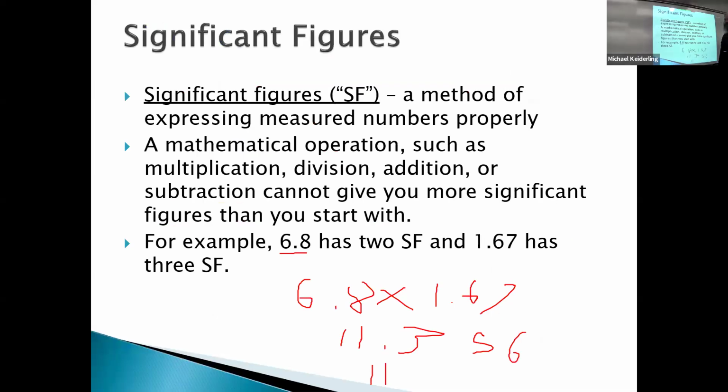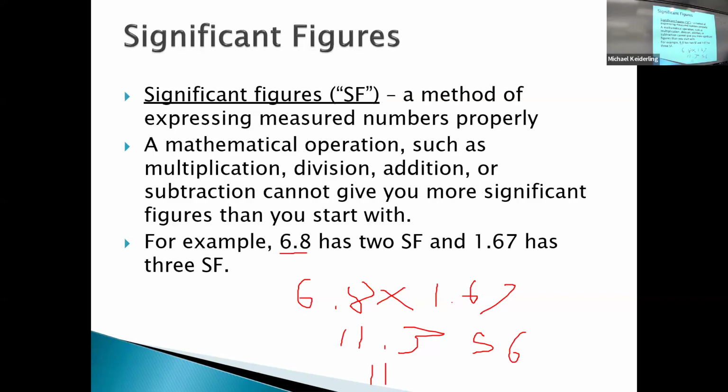So significant figures are what we're going to discuss primarily today. Significant figures are a way of expressing the precision of a measurement and how precisely you know something from a measured number. So any mathematical operation like multiplication, addition, division, or subtraction cannot give you more significant figures than you start with. That's almost true. So that's generally true. There are some exceptions. I'll point them out.